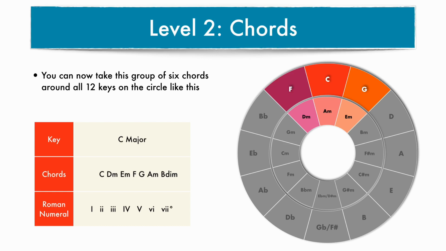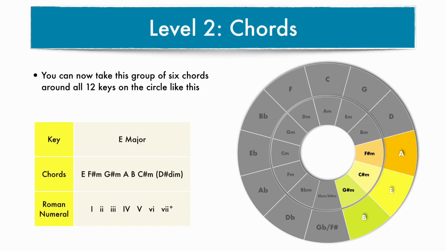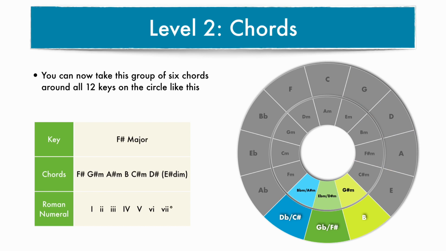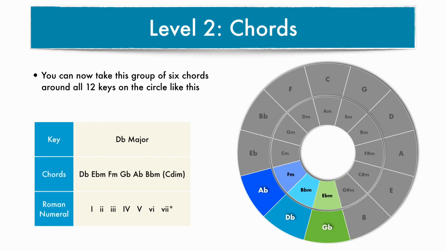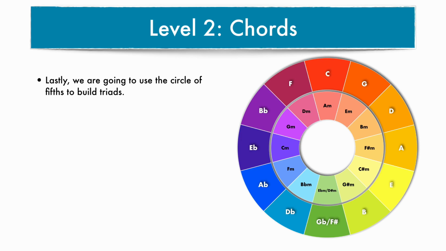So the keys are as follows. Here are the chords for C major, for G major, for D major, for A major, for E major, B major, F sharp major, G flat major, D flat major, A flat major, E flat major, B flat major, and F major.